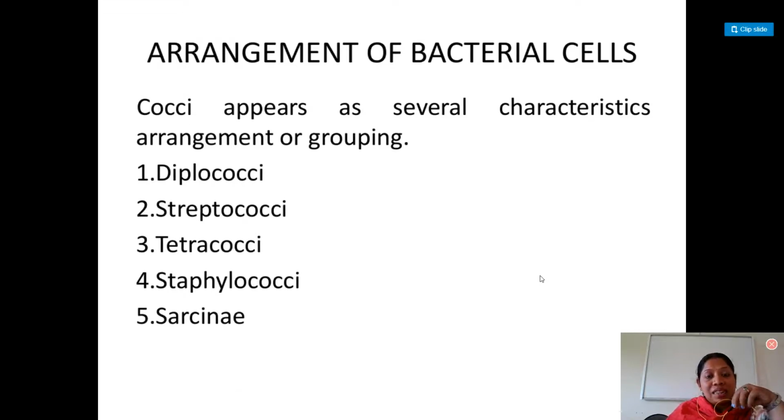Arrangements of bacterial cell, yes. Now, cocci appear in several characteristic arrangements or groupings, which we call diplococci, streptococci, tetracocci, staphylococci, and sarcinae.